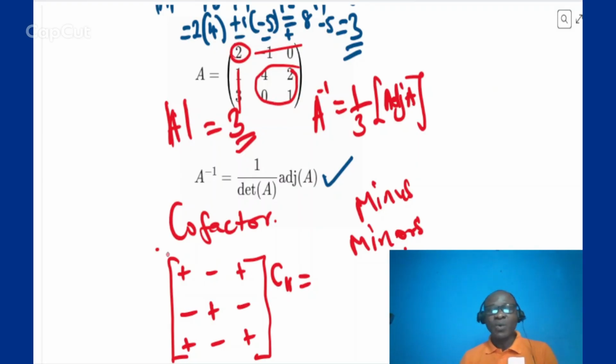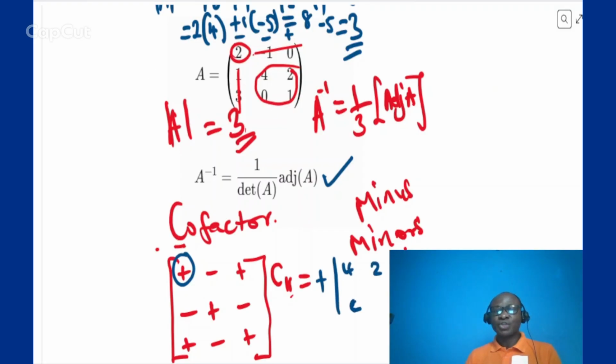Why did I call it C11? C represents cofactor matrix. Are you getting me? Yes, sir. 1, 1 means that I'm finding the one in row 1, column 1. The first row and the first column. That is the meaning of C11. So what will I do to get it? I come back here. Watch this place. I put plus here, isn't it? Yes, sir. Then you put plus in front and put 4, 2, 0, 1. You find the determinant of 4201. What is it going to give us? 4. 4 is correct. So we have gotten C11.